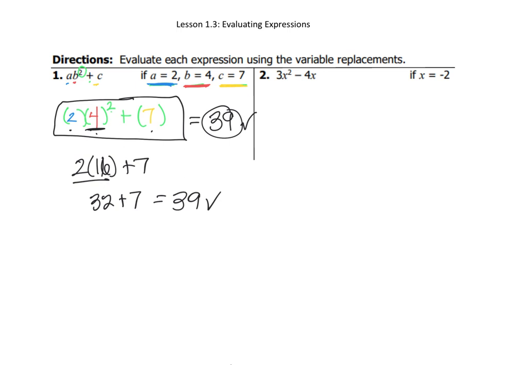So on number 2, we have the algebraic expression 3x squared minus 4x. And we're saying if x is equal to -2. So I'm still going to rebuild this expression by replacing all the variables with parentheses. So we have 3, parentheses, a squared sign after it, minus 4. There was an x, so I put another set of parentheses.